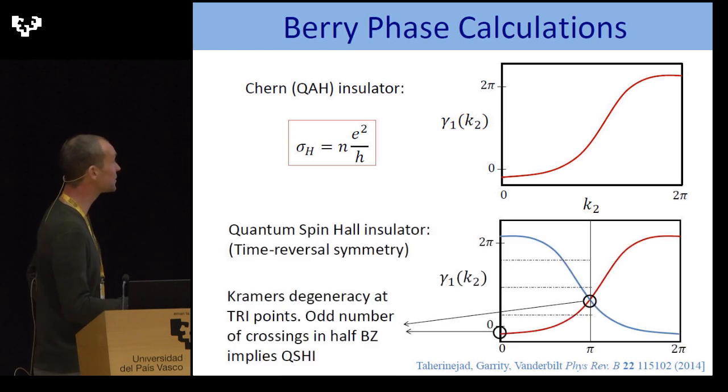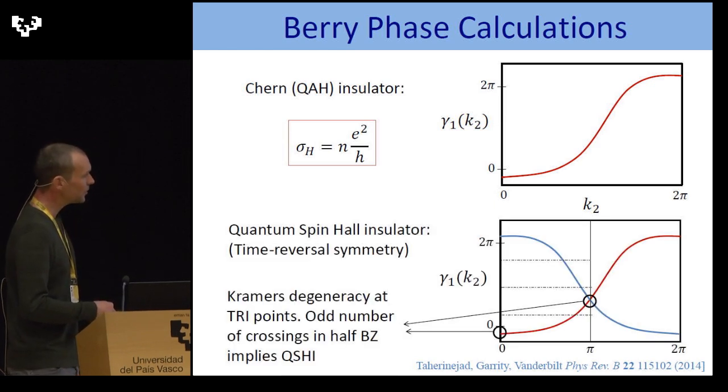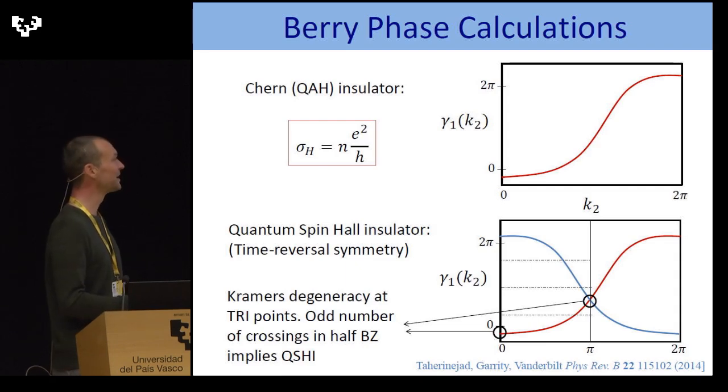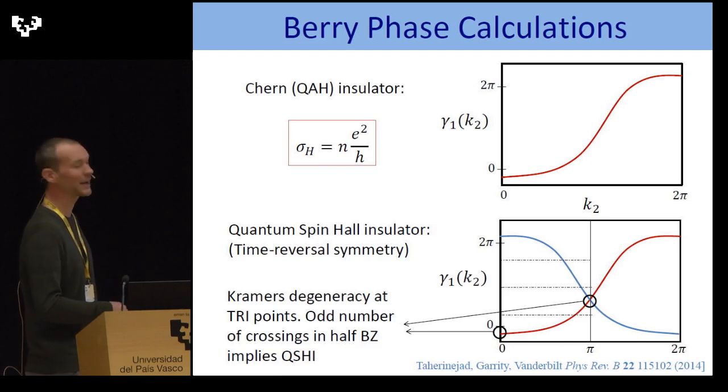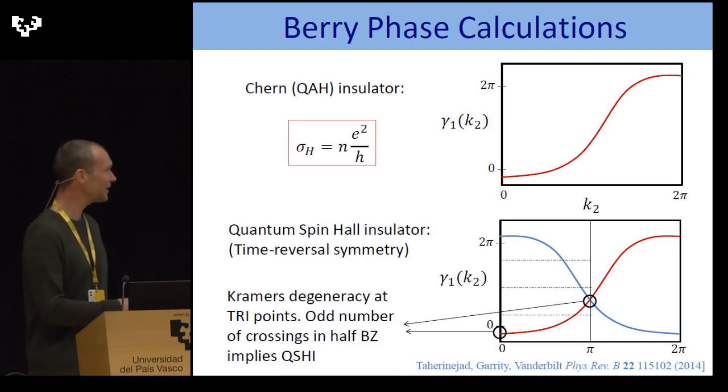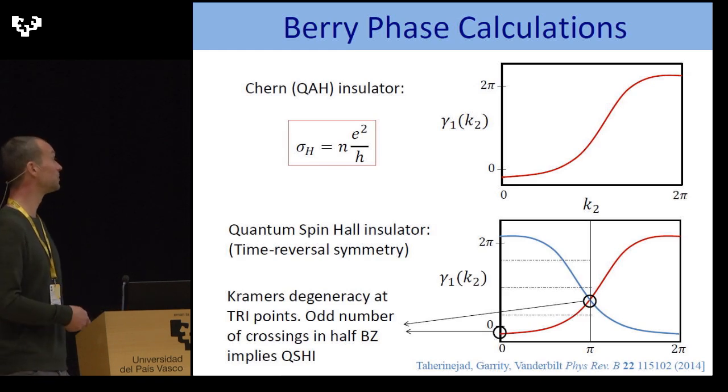But if we have time reversal symmetry, we may have the possibility of having a quantum spin Hall insulator, and then the Berry phases would look like this. The point here is that at the time reversal invariant points, the Berry phases are forced to be degenerate, and one can just look at any horizontal line, half the Brillouin zone, and count the number of crossings, and that will give us the Z2 index modulo 2. Okay, so this has all been outlined before. So the nice thing here is just that it's done just from the Bloch states directly, so we don't have to do any intermediate steps.